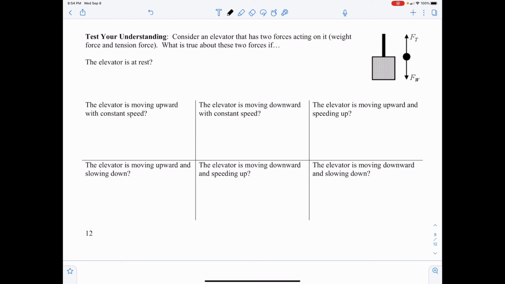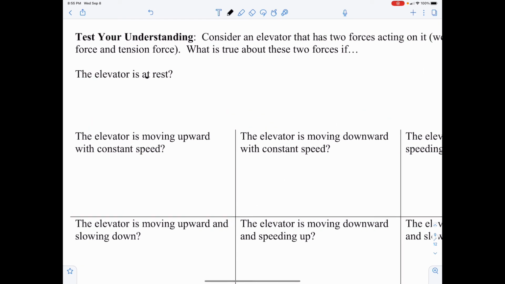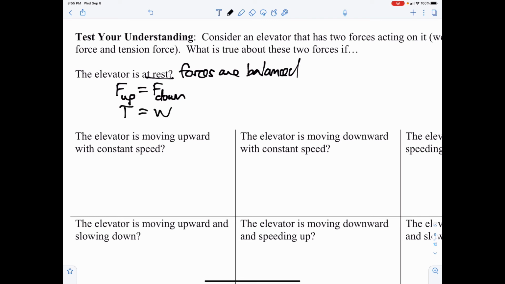Let's start with the first scenario. The elevator is at rest. Well, when the elevator is at rest, forces are balanced, because rest means constant velocity of 0. And if forces are balanced, that means forces up equal forces down. That means tension going up equals weight going down. So when the elevator is at rest, those two forces balance each other.